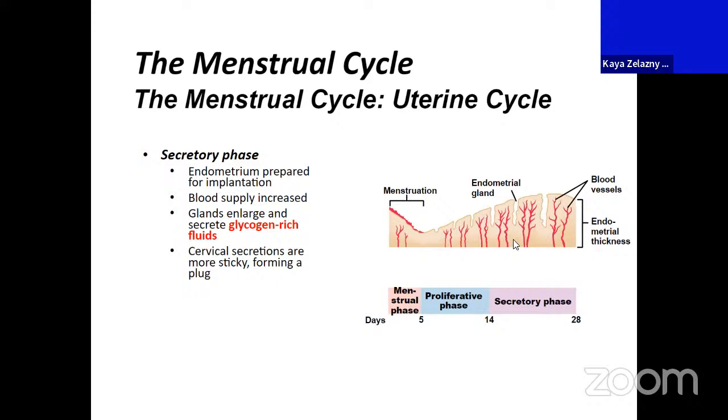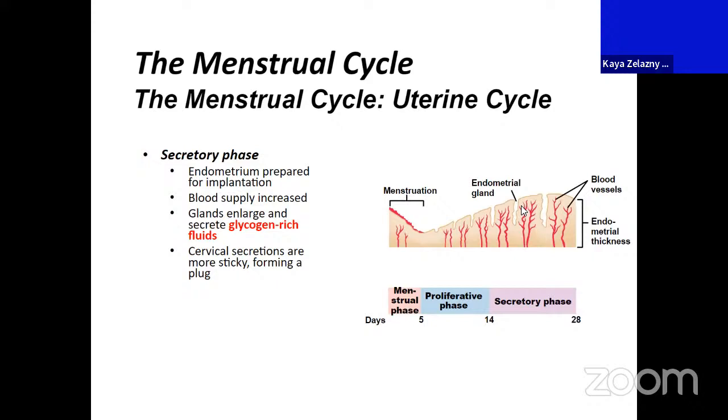But what we can especially notice during the secretory phase is that we have all these blood vessels. This blood supply is increasing because if we have a fertilized ovum implant, we're going to need to give it blood flow, as well as blood flow to produce things like a placenta. We're going to need to do a lot of stuff if we do happen to have a fertilized egg implant.